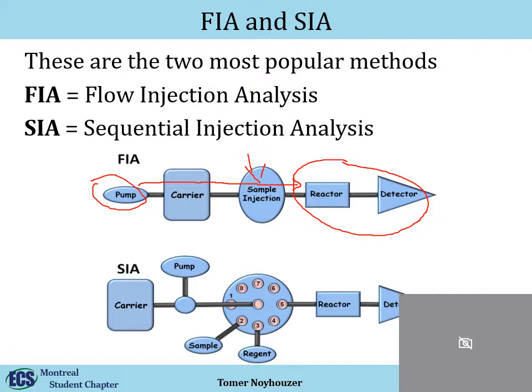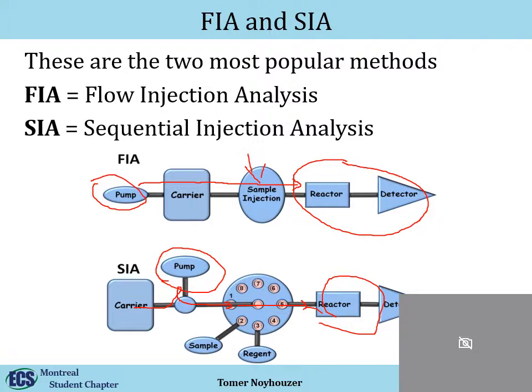The other option is sequential injection analysis. Here, the pump is positioned between the carrier and your manifold or valve selector, and the pump will draw the carrier and then push it through the valve selector. You can choose if you want to draw a sample or reagent into your tubes, and from here, it will push it through the reactor and the detector. And again, in electrochemistry, both of them are combined. So those are the two methods that you need to consider to see what's better suited for you.